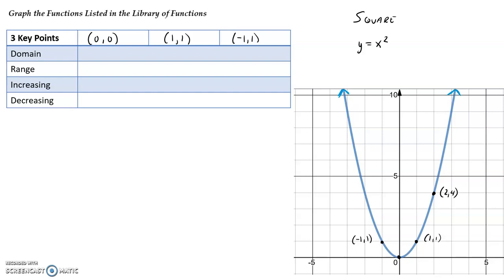So let's go ahead and take a look at the domain and the range of this graph. Domain, we're looking at how far left and right this graph goes, and it's going to go on forever in both directions. So we're going to have a domain from negative infinity to positive infinity.